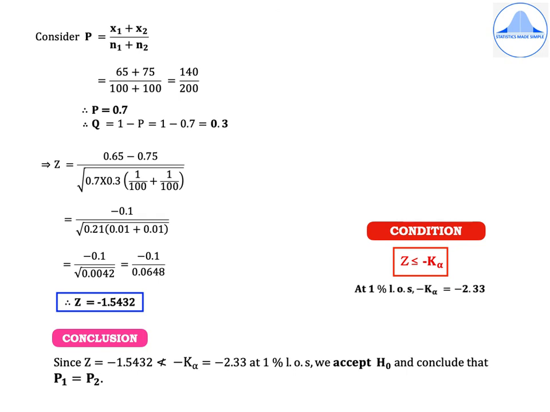The condition which we use for a left-tailed test is Z should be less than or equal to minus K alpha. Then we reject H naught, otherwise we accept H naught. So at 1% level of significance, minus K alpha is minus 2.33. So the conclusion is, since Z is equal to minus 1.5432 is not less than minus K alpha, which is equal to minus 2.33, at 1% level of significance, we accept H naught and conclude that capital P1 is equal to capital P2.